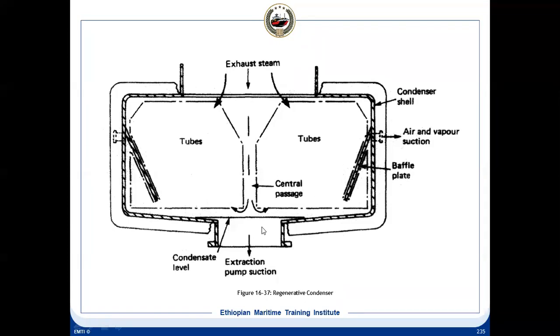A baffle plate is arranged to direct, these are your baffle plates. Baffle plates are arranged to direct the gases and vapors towards the air ejector. Here again, like we had seen in the deaerator, you have an air and vapor extraction pipe. You may have a fan type of thing which draws out all the air and other gases which could not be condensed. That is again drawn out here. So the purpose of this one is again the same as the deaerator.